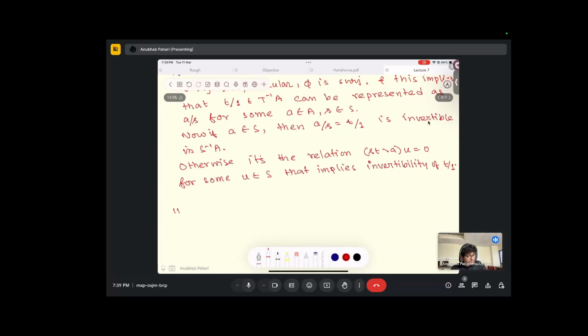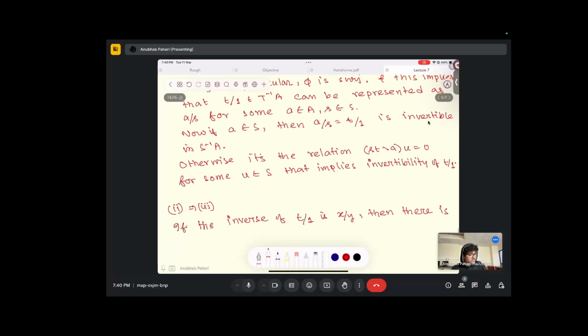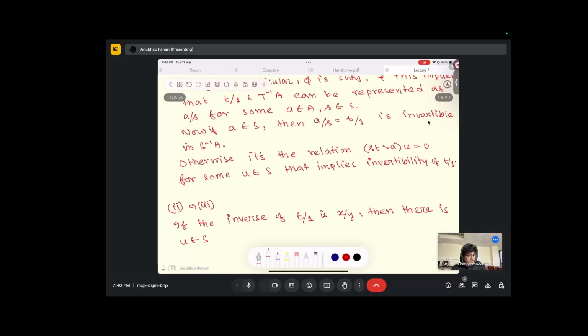Now for 2 to 3, if the inverse of t by 1 is x by y, then there is u belongs to S such that ux of t equals to yu as desired.